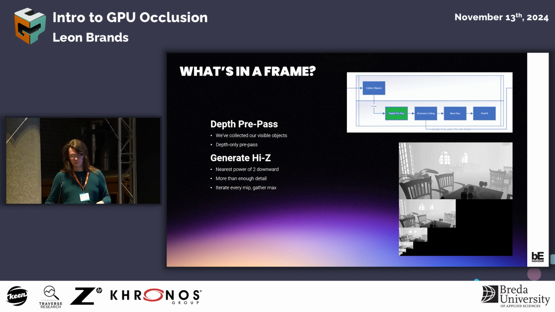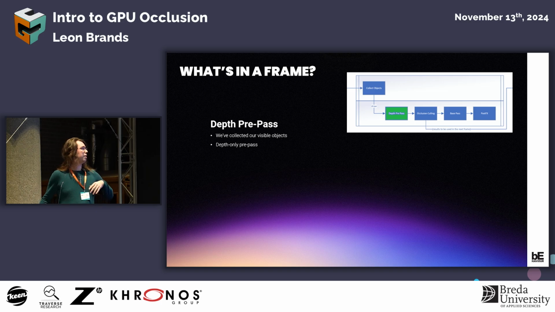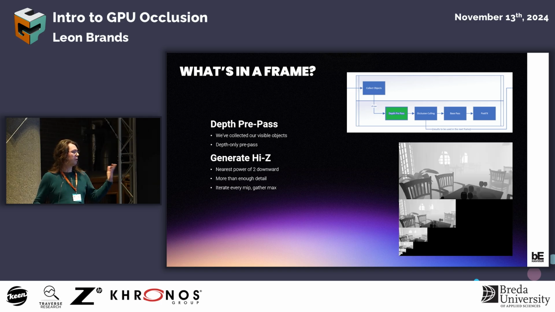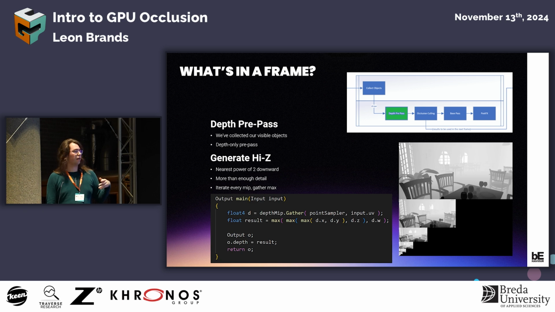Then at this point, we've collected all of the objects that we consider visible using the occlusion culling results in the previous frame. So then we run a simple depth prepass where we just draw our objects without fragment shaders and generate our depth buffer, which looks something like this. After which, we can use the depth buffer to generate the high Z buffer. So for that, we iterate over every MIP of the high depth buffer, and we take the previous MIP and, well, take a couple samples and keep the maximum value, which results in the high Z buffer that we've seen before.